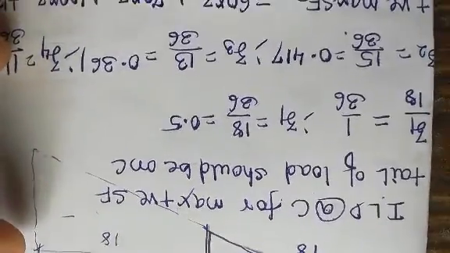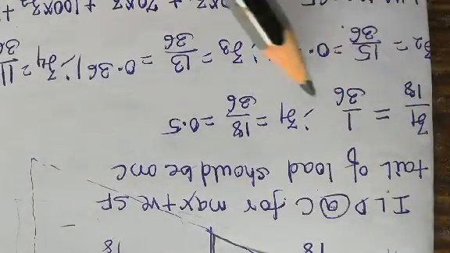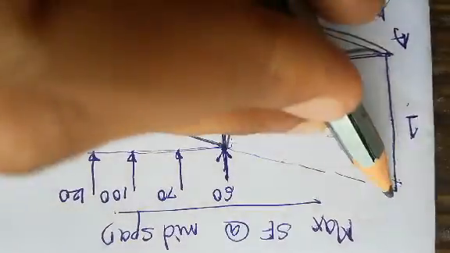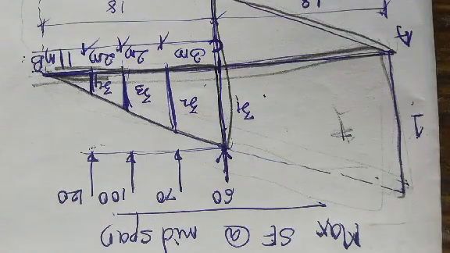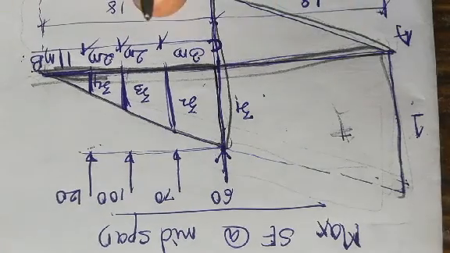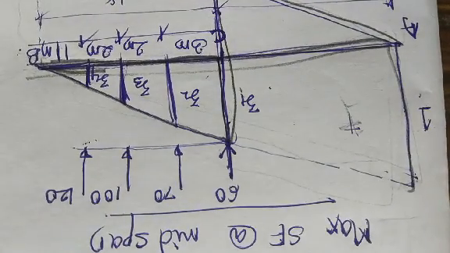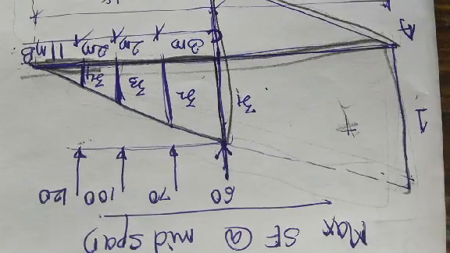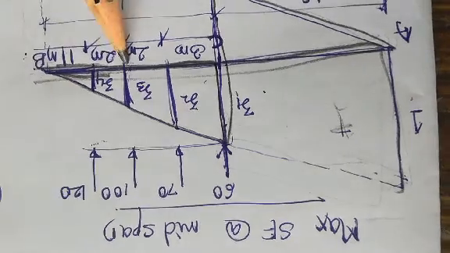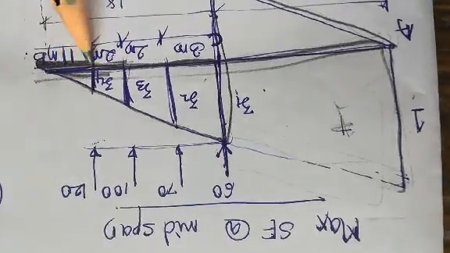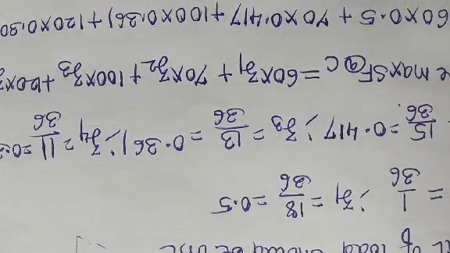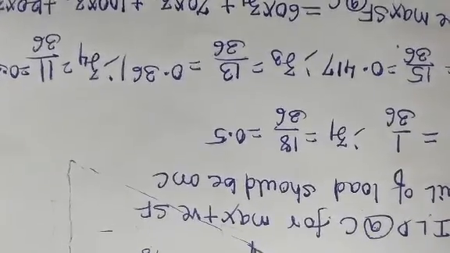Now to get Z1, that is a smaller triangle, this is a smaller triangle, this is the larger triangle. So Z1 is 18 divided by 36. Z2 is 15 divided by 36, Z3 is 13 divided by 36 and Z4 is 11 divided by 36. From this, calculate the values of Z1, Z2, Z3 and Z4.